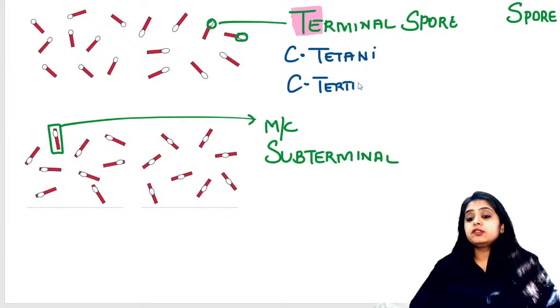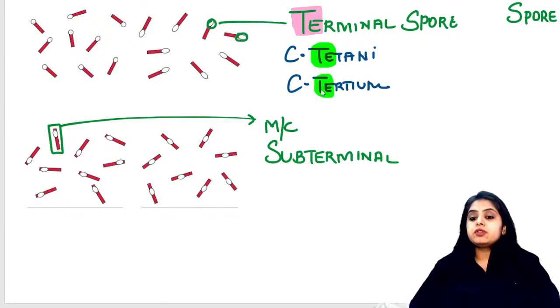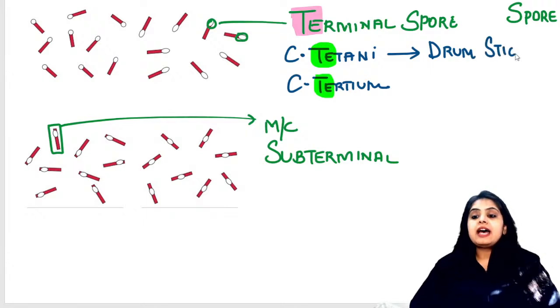So all of you, this is much expected this time, guys. TE for tetani, TE for tertium, TE for terminal. They are the ones who have a terminal spore. Up next question, all of you are right. You're so well versed, I say everything is on your tips. You know what I'm going to ask you next. I will ask you which of them is also known as the drumstick appearance and which of them is also known as the tennis racket appearance, right?